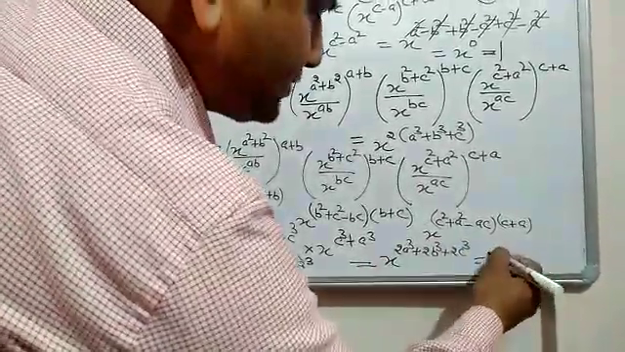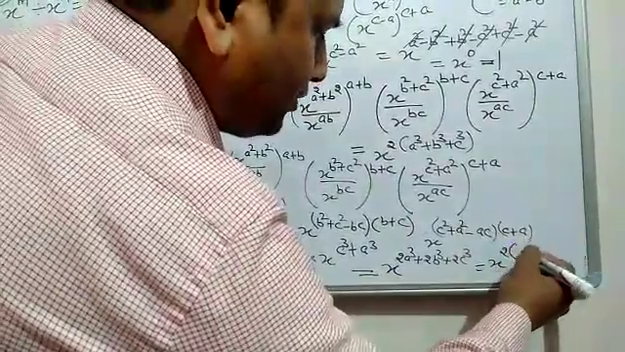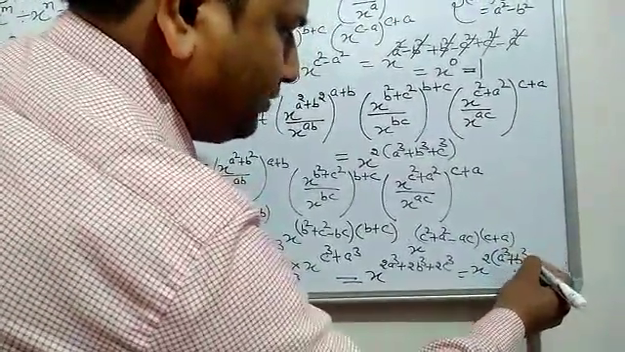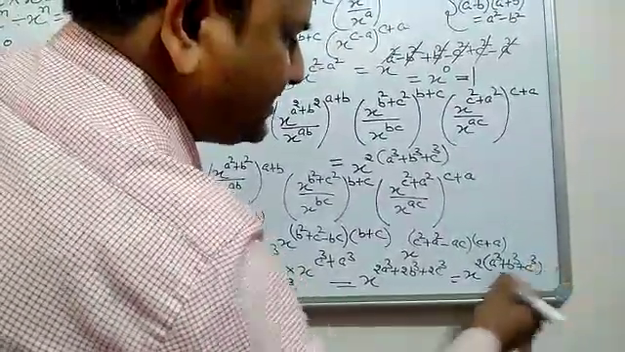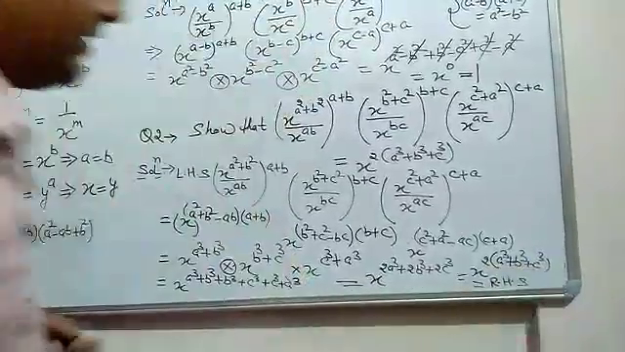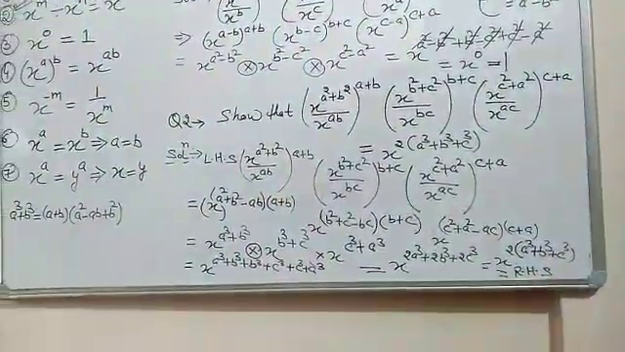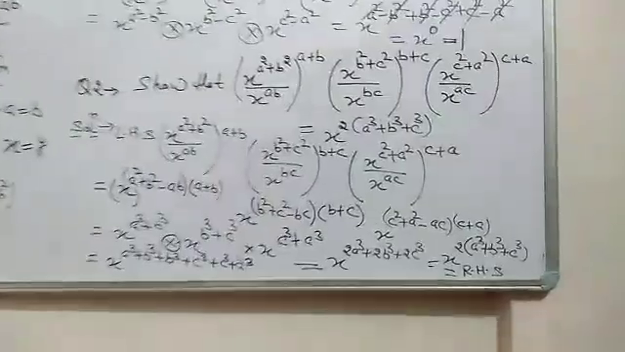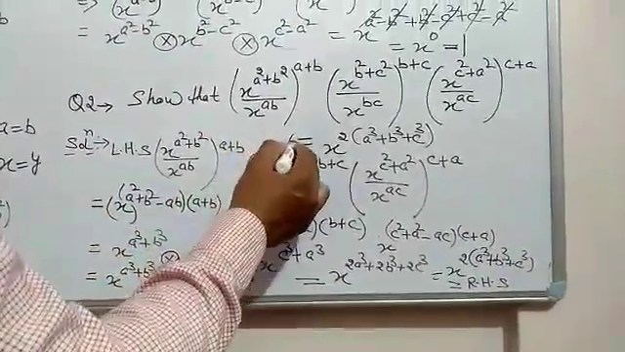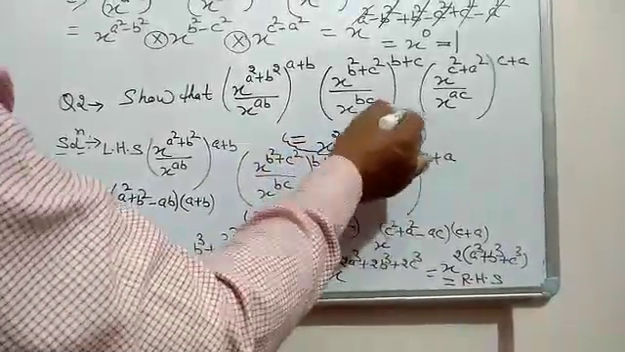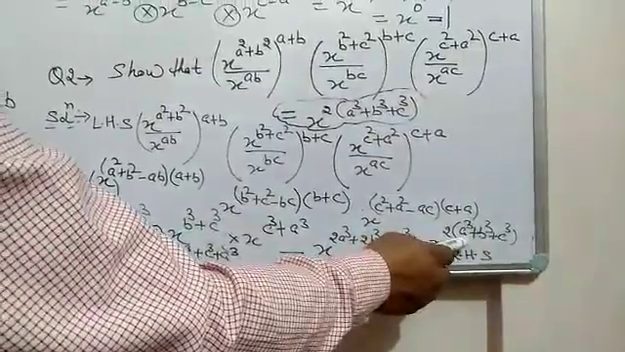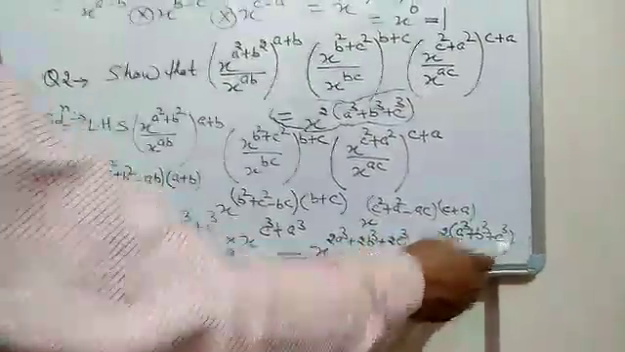So it further equals x to the power 2 taken out common, and we are left within the bracket a cube plus b cube plus c cube, which is equal to your right hand side. So therefore right hand side is equal to left hand side, hence proved. Students, this is your right hand side. You can see what we already proved, x square bracket a cube plus b cube plus c cube.